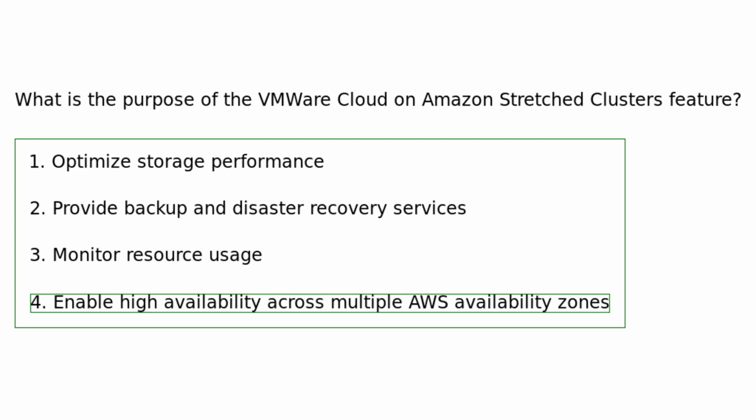VMware Cloud on AWS Stretched Clusters enable high availability by spanning VMware clusters across multiple AWS availability zones, ensuring workload continuity in the event of an availability zone failure.